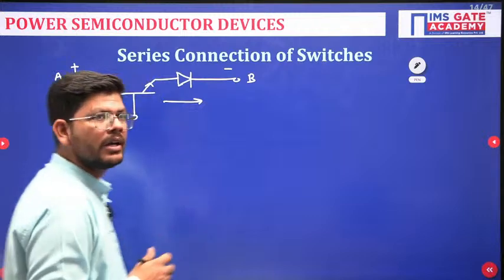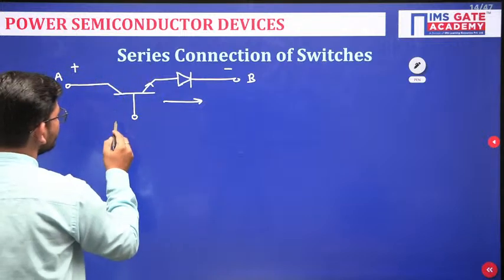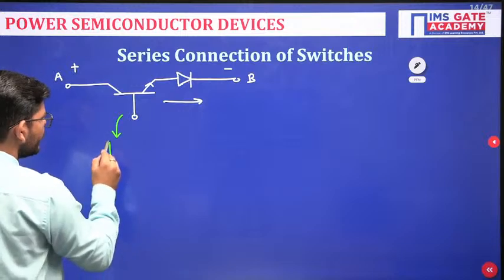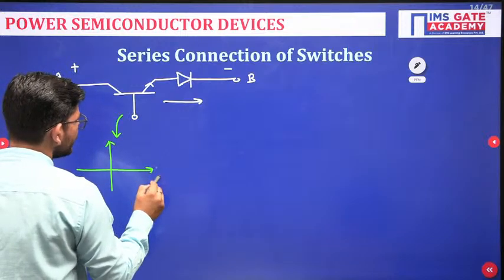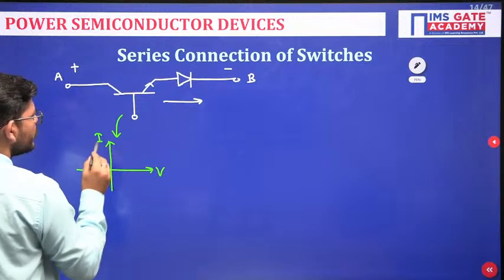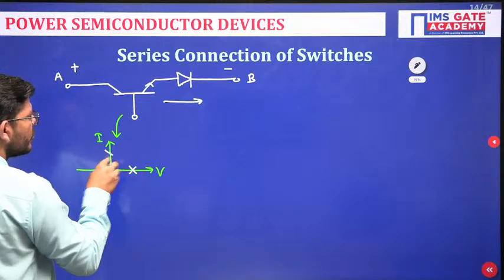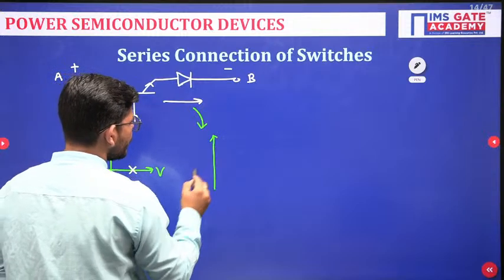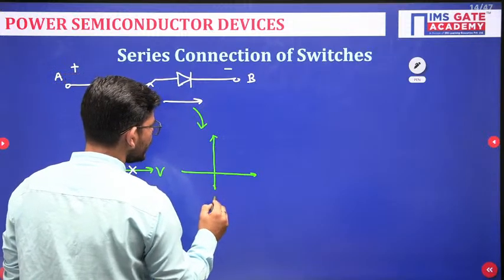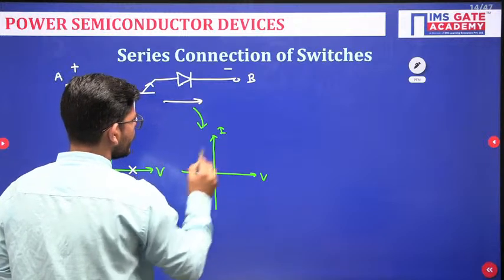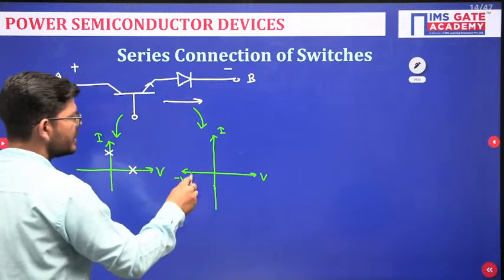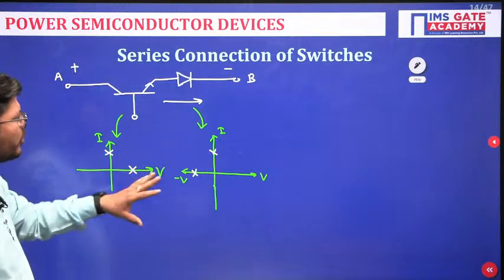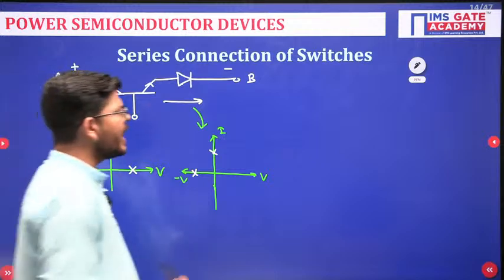Fine. Now just see this particular switch connection. So if we have a series combination of switches, what is the switch realization? If we talk about the BJT, the switch realization will be in the first quadrant. Now for this diode, the switch realization will be in the second quadrant, isn't it? Now just see both of them are connected in series.